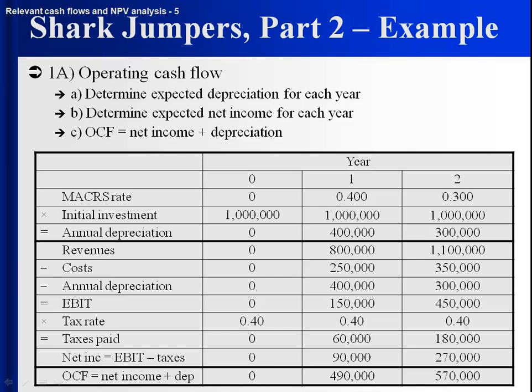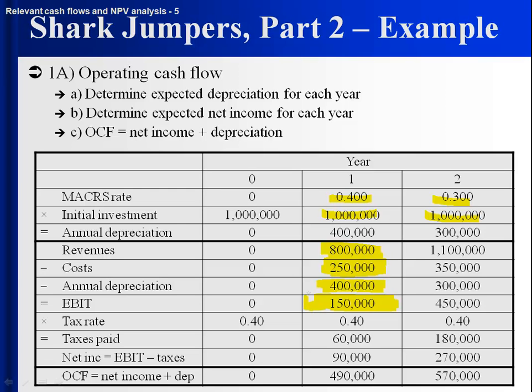So we already know depreciation is 400,000 in year 1 and 300,000 in year 2, just from taking the maker's rate and multiplying it by a million. So in year 1, it's the revenues of 800, which we talked about a moment ago, minus the cost of 250 that we talked about a moment ago, minus depreciation of 400. EBIT is 150.